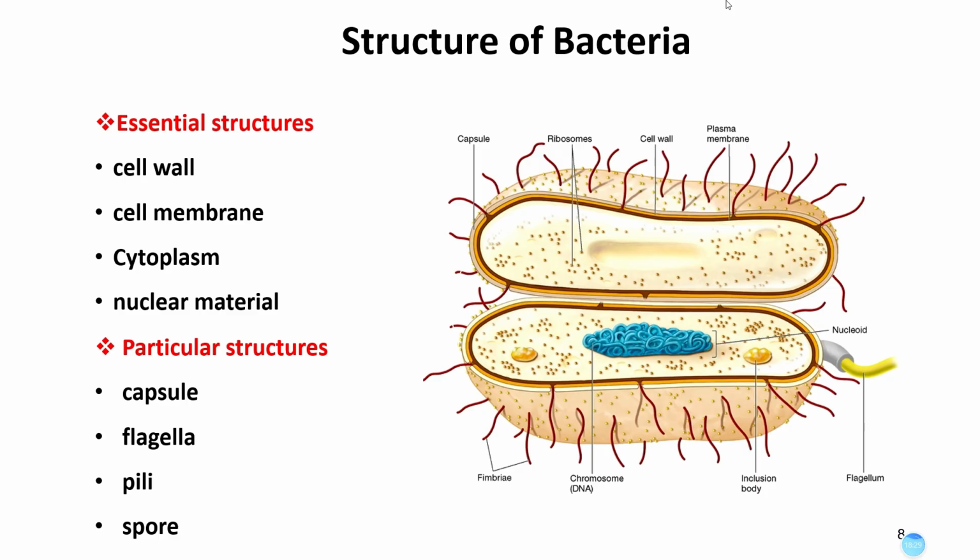And some bacteria can form spores. Not all bacteria can form spores. Some bacteria, especially some gram-positive bacteria, can form spores, and the spores are very resistant to harsh conditions, so that they can survive in very dry conditions or at very high temperature.